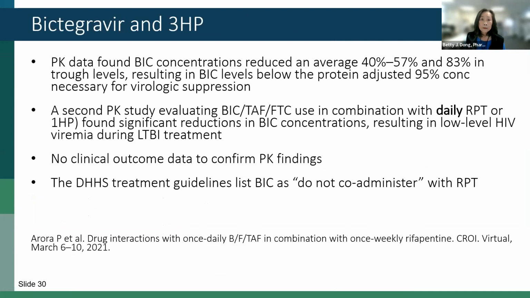So what about bictegravir and 3HP? The same thing was found: bictegravir concentrations were reduced an average of 40 to 57%, and the trough levels were reduced as much as 83%. Again, this was in healthy subjects with PK data. They did do a second PK study looking at daily rifampin, or 1HP, again in patients with HIV infection, and they did see reduction. So at least at this point, the current DHHS treatment guidelines do not recommend co-administering rifampin with bictegravir.